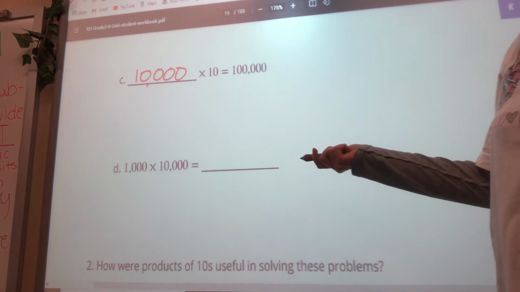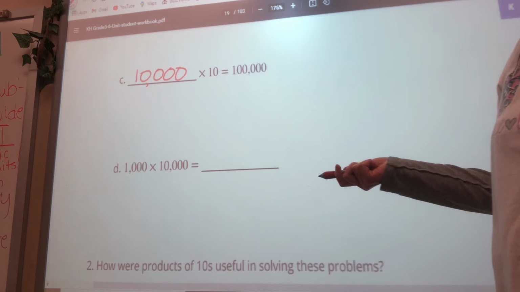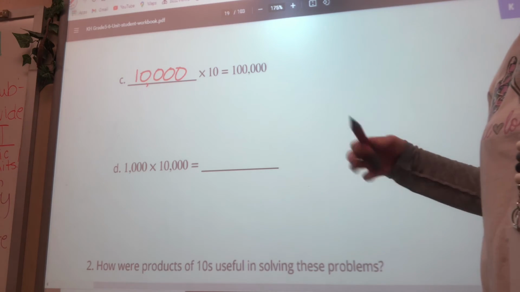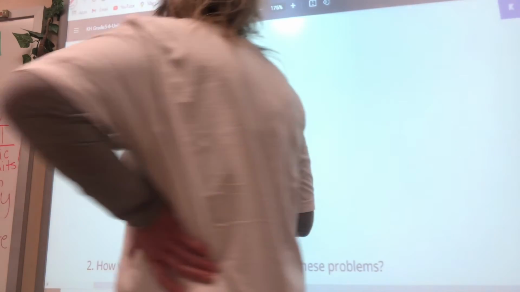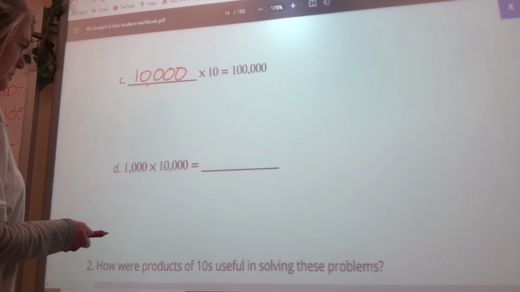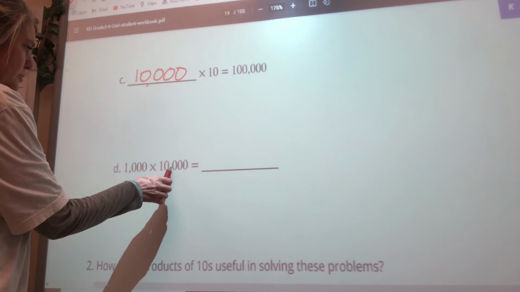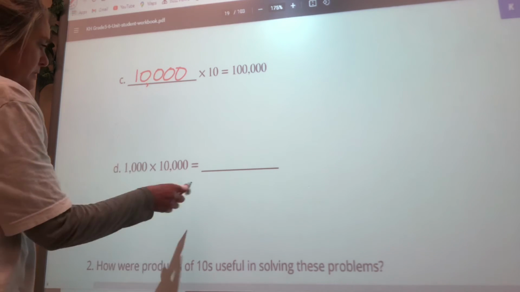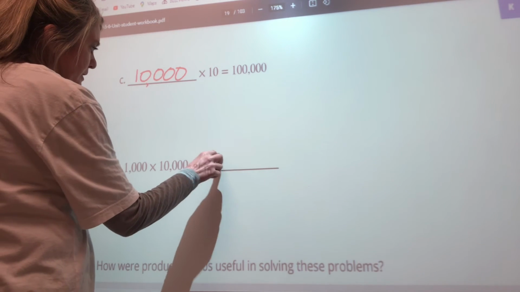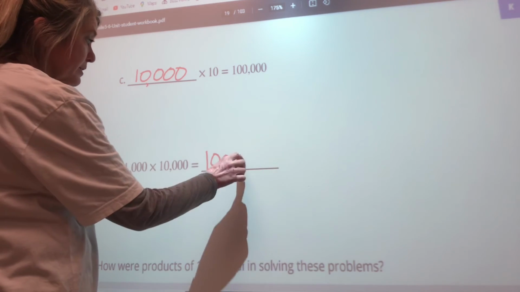And then in the final one, 1 times 10,000. Oh, 1 times 10,000. Well, let's see. How many multiples of 1,000 times 10,000? How many multiples of 10? 1, 2, 3, 4, 5, 6, 7. So I would need 7 multiples of 10. They hadn't taken care of any of them over here.